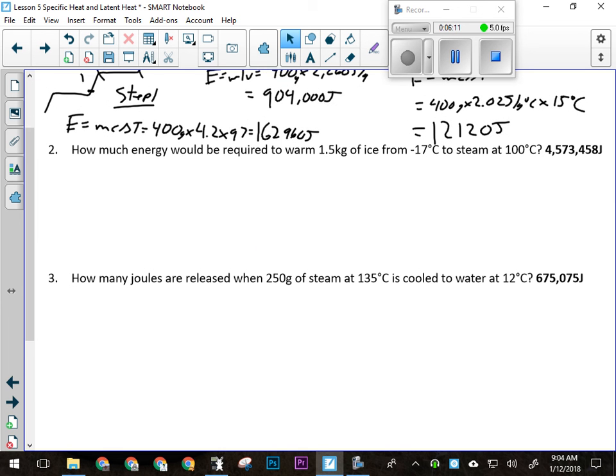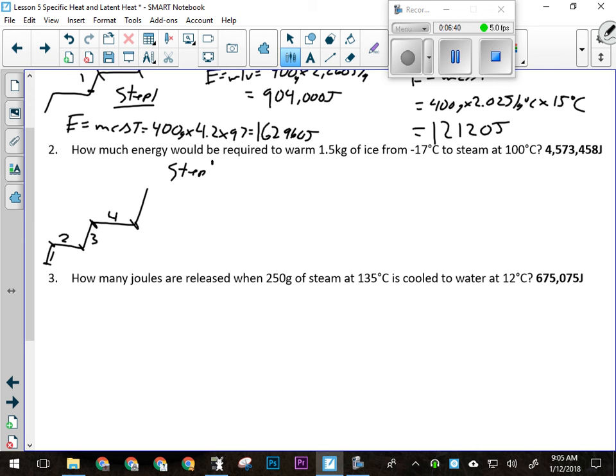Okay, so on number 2, we're looking for how much energy would be required to warm 1.5 kilograms of ice from minus 17 into steam at 100 degrees Celsius. So this is a 4-step problem, because we're starting at ice at minus 17 and only going to 100. We have to heat the ice, melt the ice, heat the water, evaporate the water, 4 steps.